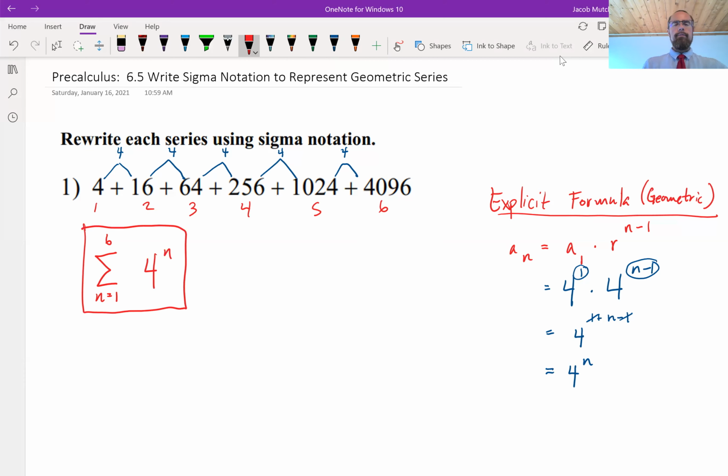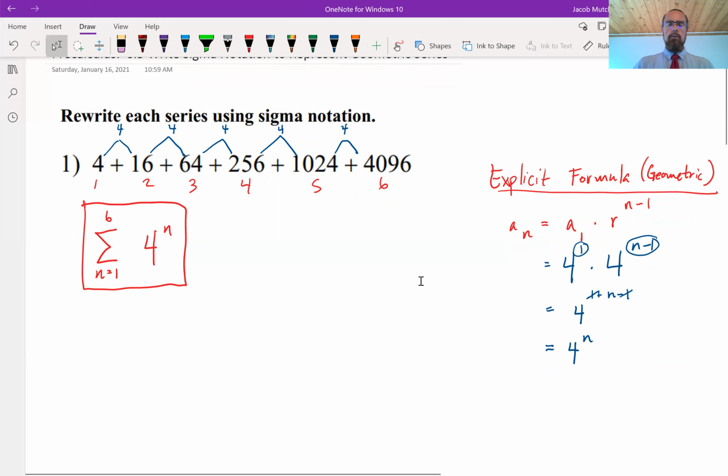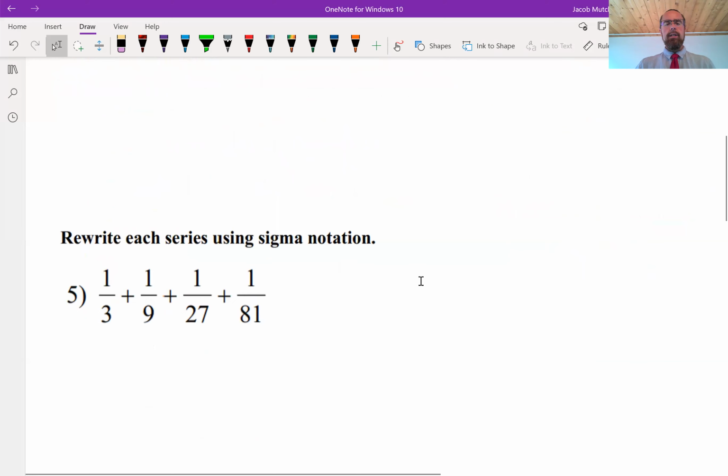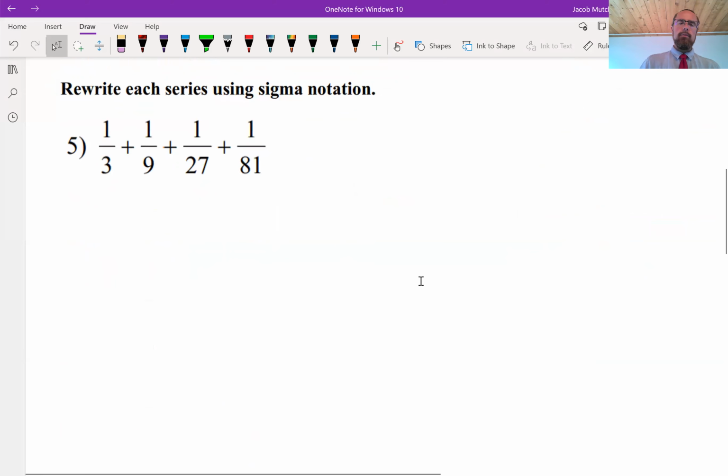So again, what we've done here is we've taken the series, which is these 6 values added up, and we've simplified it down by representing it as sigma notation. Well, there our common ratio was a number bigger than 1. Let's take a look at an instance where it's not bigger than 1.